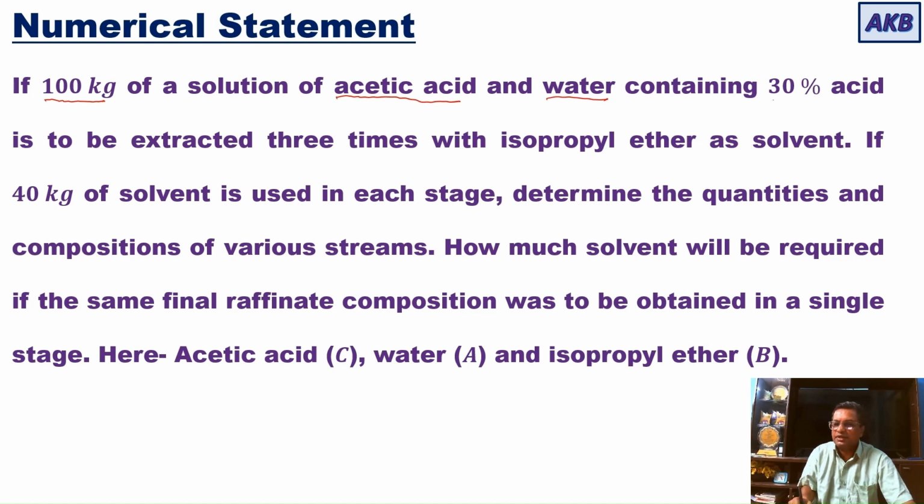Initially, the feed solution is containing 30% of acid in it, and it is to be extracted 3 times with isopropyl ether as solvent. When we say 3 times, that means the operation is to be carried out in a cross current manner or in a cross current cascade. So this is a 3-stage cross current liquid operation, and isopropyl ether is the solvent that is used, and they are saying that 40 kg of solvent is used in each stage.